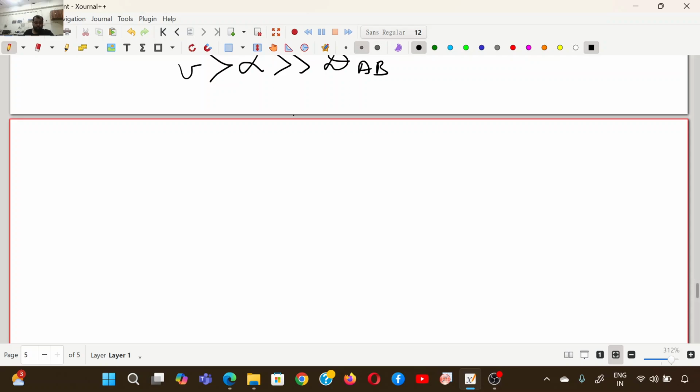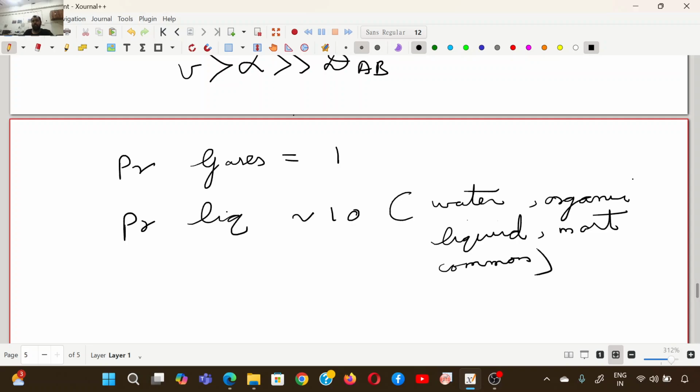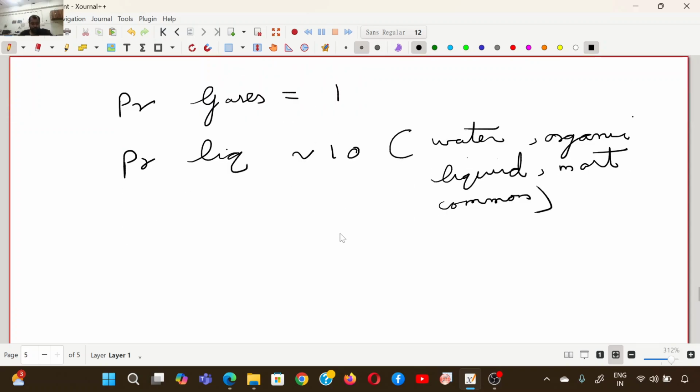Prandtl number in case of gases, I already said that Prandtl number, Schmidt number, Lewis number, etc. in case of gases are close to 1. So Prandtl number in case of gases is equal to 1. But in case of liquid, it can be up to 10. In case of water, organic liquids, etc. Basically, most common liquids, this category. The Prandtl is close to 10.